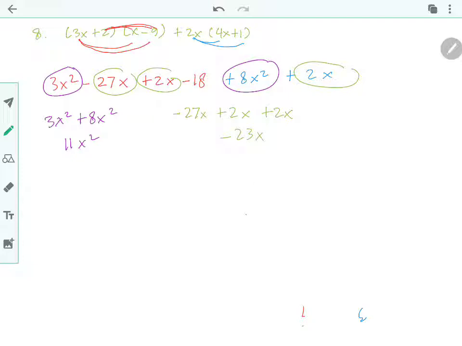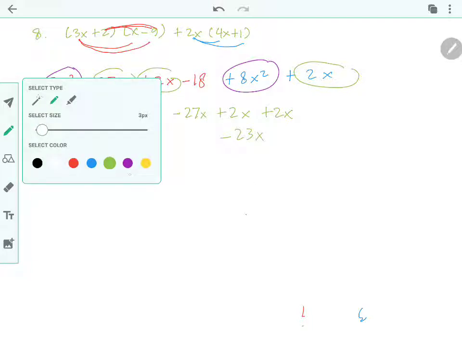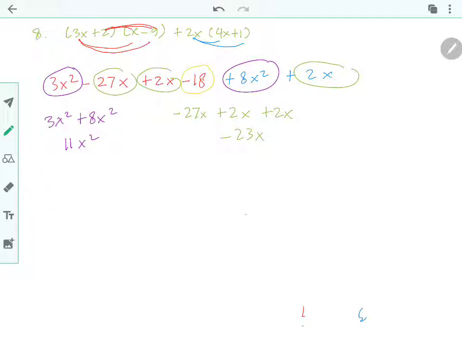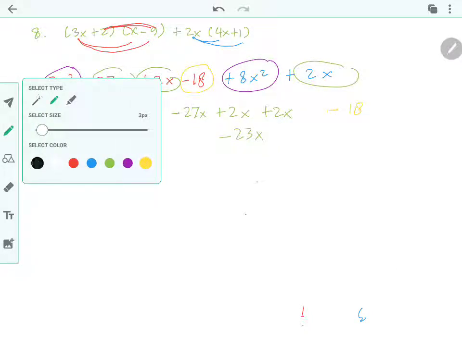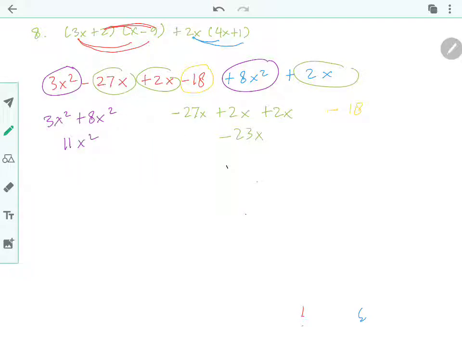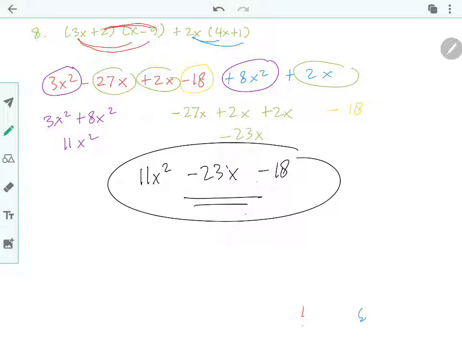So the last one, I still have negative 18, so I need to write this negative 18 here. For the last part, just rewrite the final answer. That equals 11x squared minus 23x minus 18. Okay, final answer. I'm going to give you a last example.